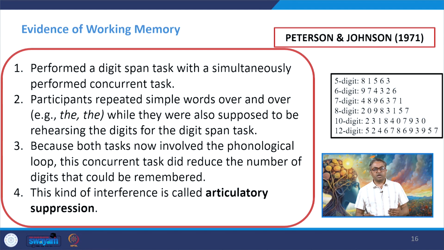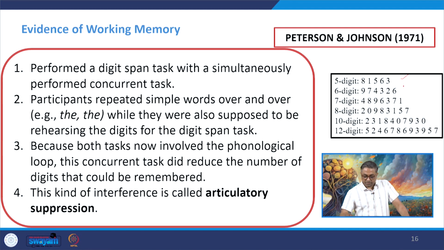how the evidence for the working memory. Unlike the previous experiment, Peterson and Johnson took the digit span task, and in this digit span task the objective is very simple. The participants have to recall the list of digit numbers presented to them in a correct form and in correct order. The accuracy and reaction time are the standard measures in such a study.